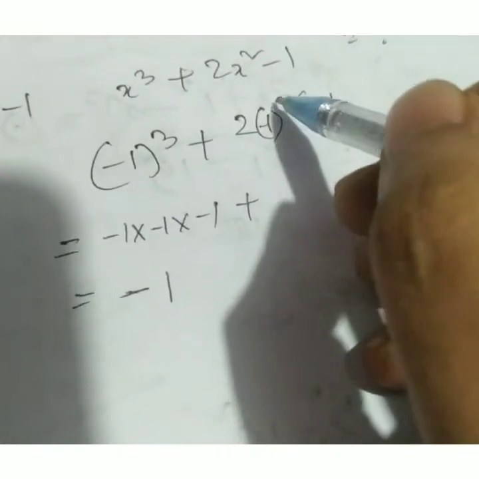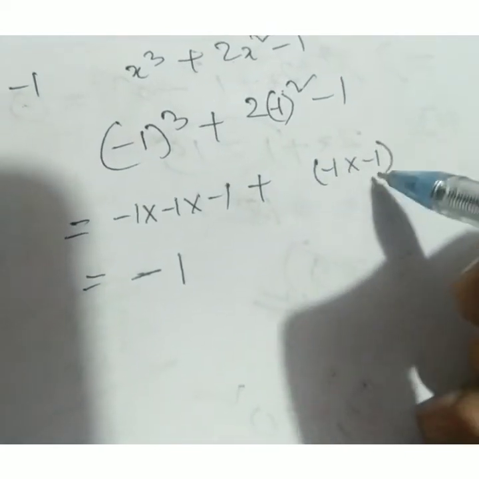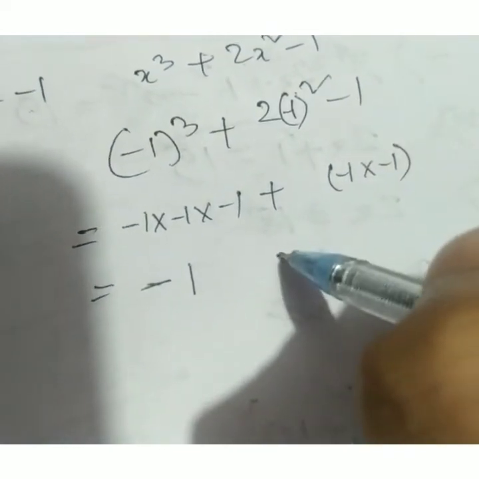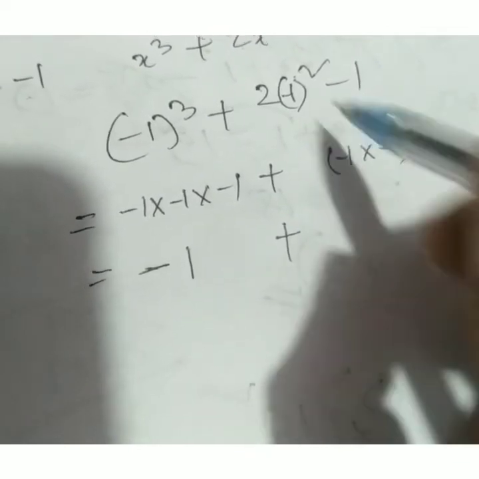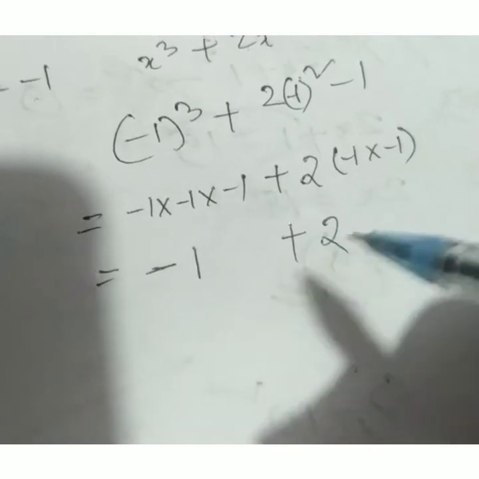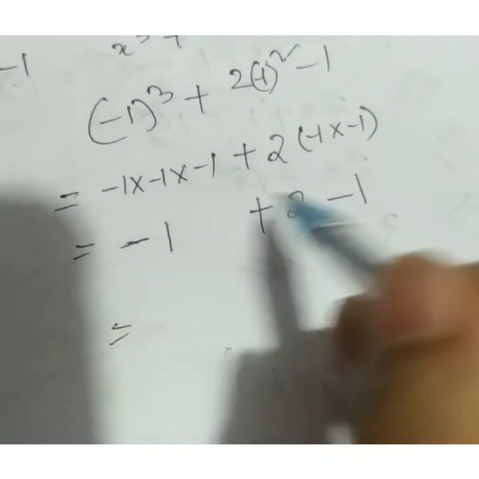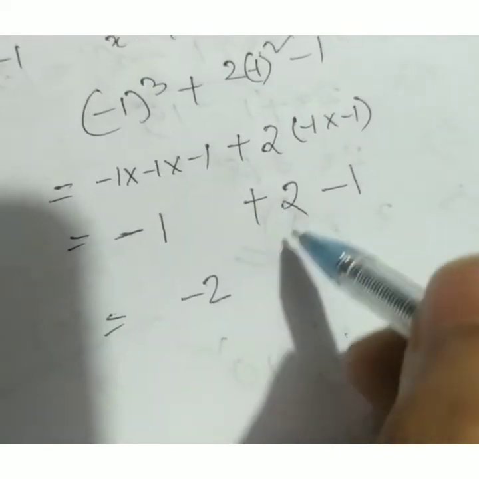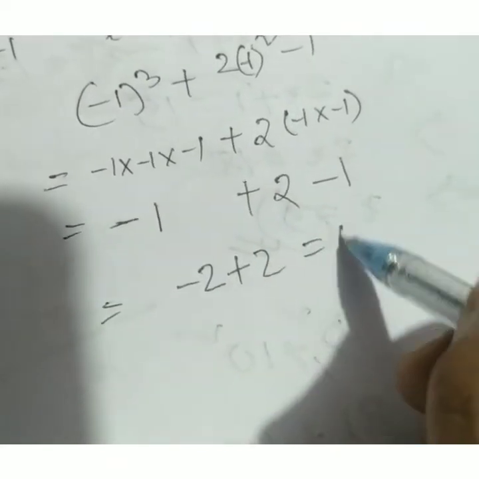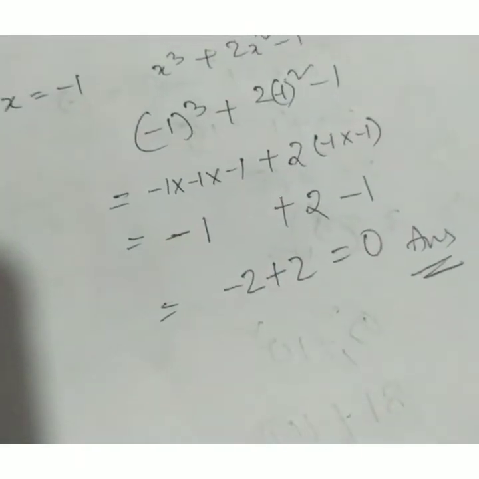Similarly, (-1)² means -1 into -1. Even number of minus signs, so there won't be any minus here. But there is a 2 as well, so 2 into 1 is 2. So -1 plus 2 minus 1. -1 minus 1 is -2. -2 plus 2 is 0. So the answer is 0. Okay.